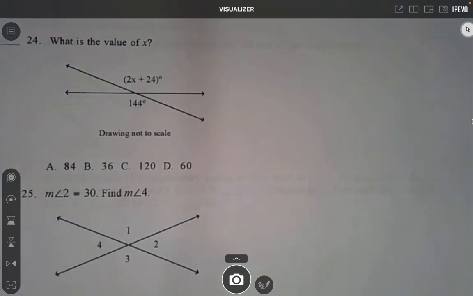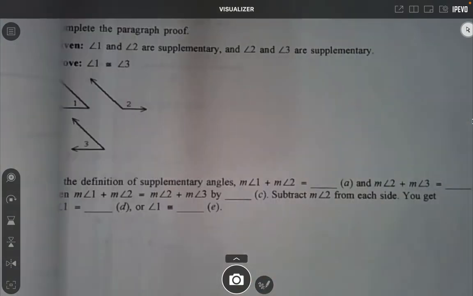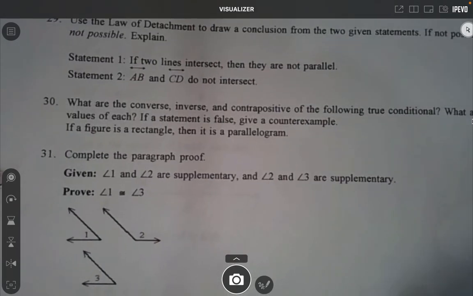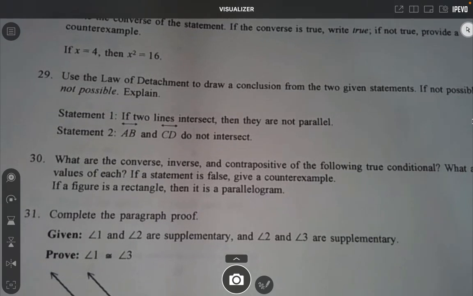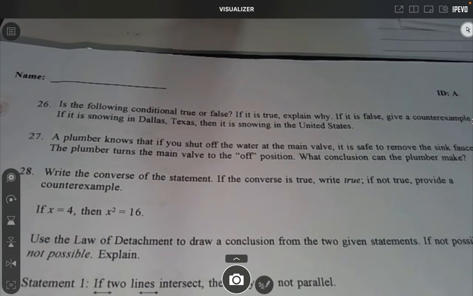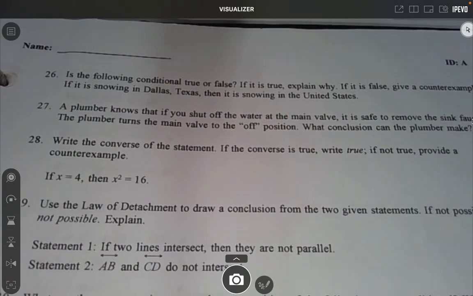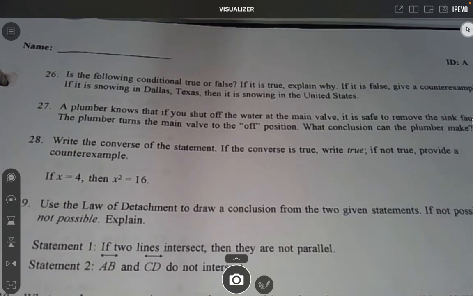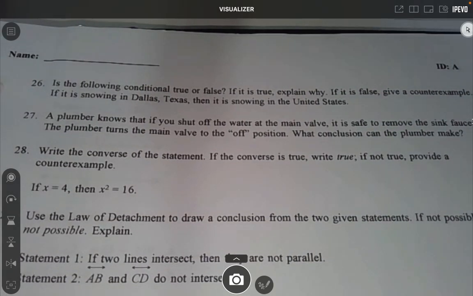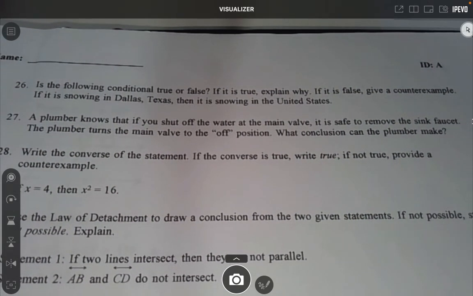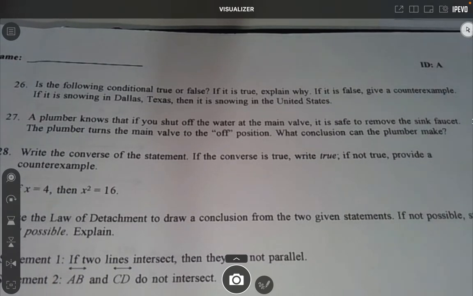Are these proofs on this next page? Like number 26? No, ma'am, it'll say write the proof if it wants a proof. Okay. Because I definitely did not do the next 6 of them. Is the following true or false? If it's true, explain why. If it's false, give a counterexample.